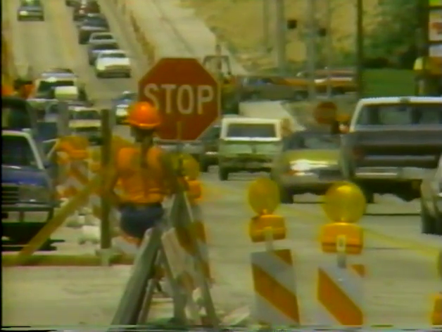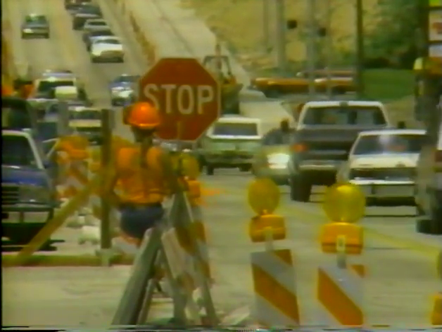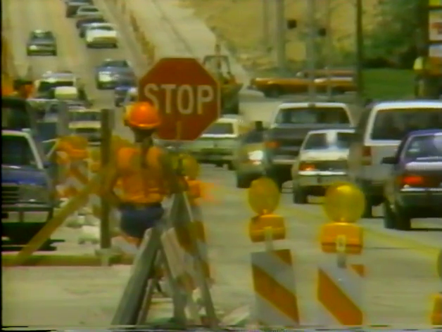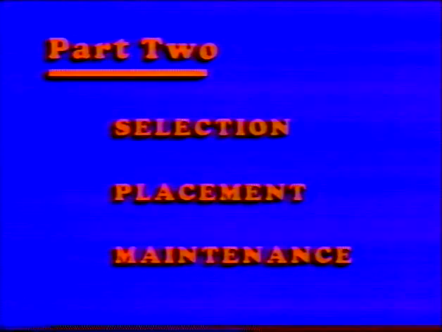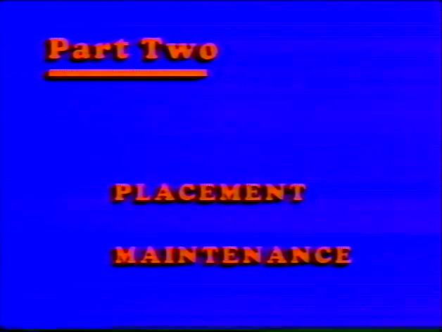This is part 2 of the Thin Orange Line, a program for construction inspectors who are responsible for traffic control in work zones. In this part, we'll look at 3 elements of work zone traffic control: the selection, placement, and maintenance of the traffic control devices. Let's start with the easiest: selection.